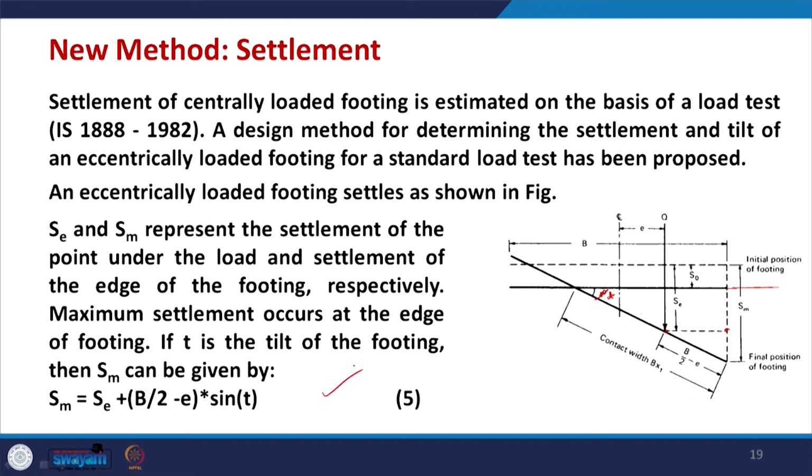Naturally, in this equation there are 3 quantities: SM, SE and T. Out of these 3 quantities, if you know any 2, then you can determine the value of the third. For example, if the value of maximum permissible settlement SM is given to you, and the allowable tilt is given to you, then you can calculate the value of SE from this equation, like for a given eccentricity. So, this is the case.